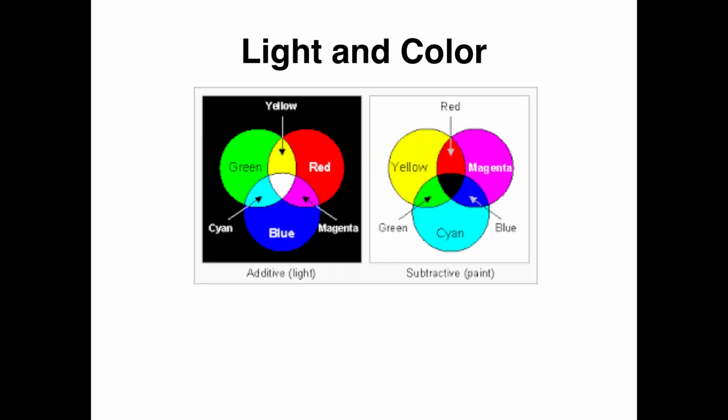So additive is shown on the left here. You have red, green, and blue, and blue plus red is magenta, green plus blue is cyan, and green plus red is yellow. Notice all three together in the middle there gives you white. Subtracted colors, which are the yellow, magenta, and cyan, when they combine, form the primary colors again, but in the middle you'll see the black instead of white.